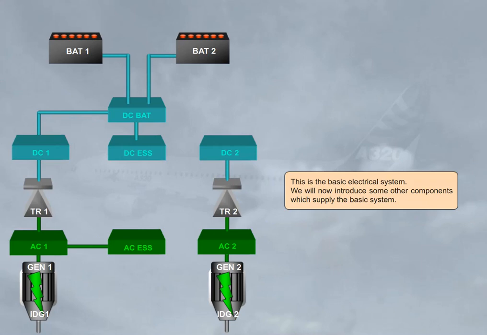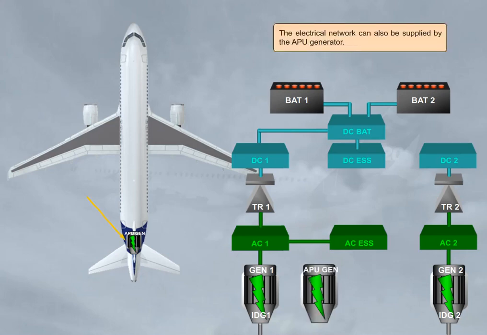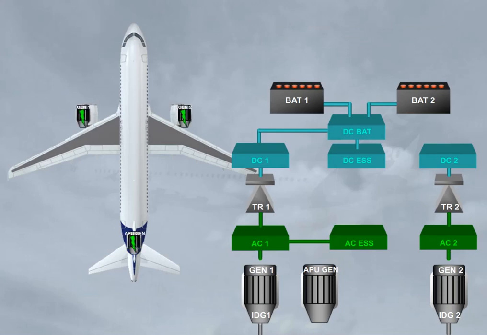We will now introduce some other components which supply the basic system. The electrical network can also be supplied by the APU generator. These three generators are all identical, and any one of them can supply the entire aircraft electrical needs. For that, a bus tie contactor, BTC logic, allows the AC buses to be supplied from only one engine generator, or only the APU generator, or an engine generator and the APU generator, or both engine generators.